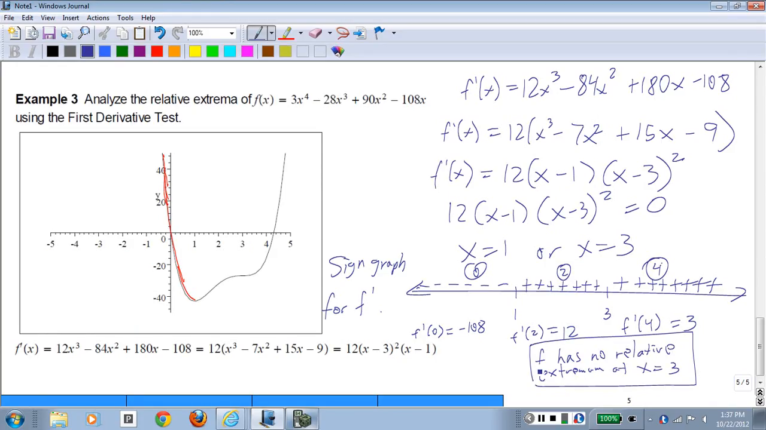But f does have a relative extremum. What kind of extremum? Decreasing into it, increasing out of it. f does have a relative minimum, turns out to be an absolute minimum, at x equals 1. Here we go.